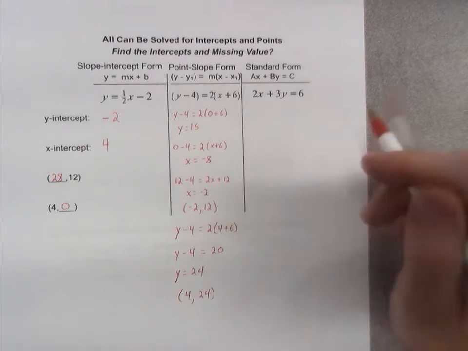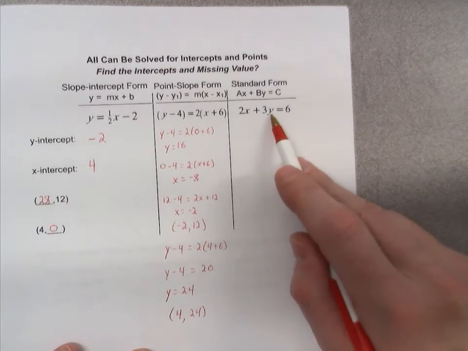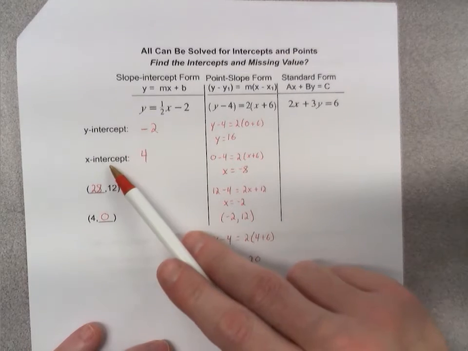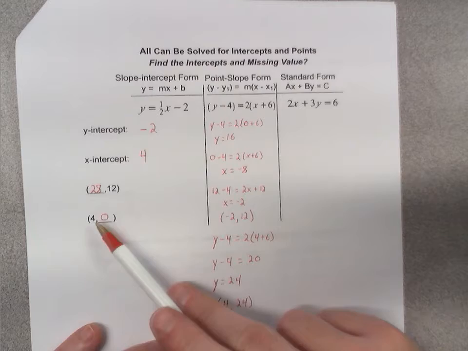Okay, guys, last part. This is part 4 of lesson 3.3. We want to finish this standard form equation. And again, we want to find the y-intercept, the x-intercept, and then what would x be if y is 12, and what would y be if x is 4.